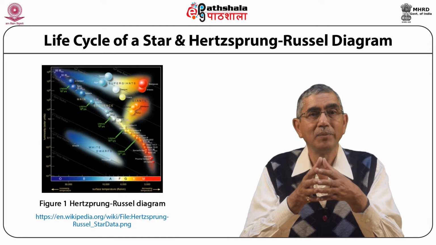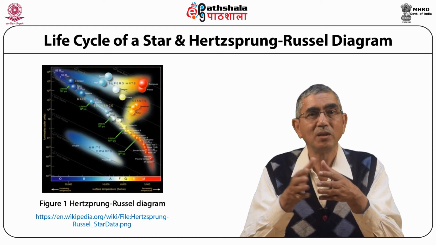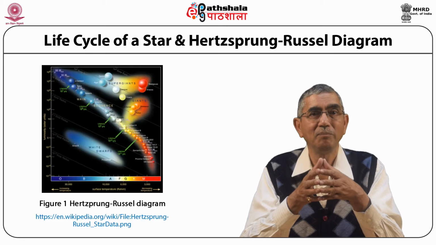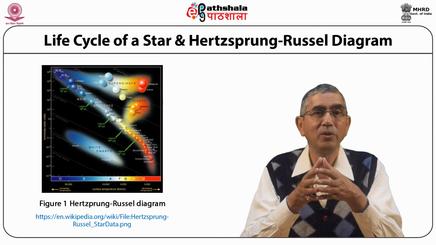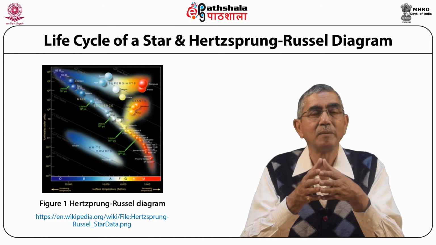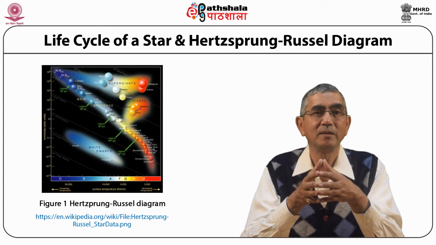In this diagram, the hottest stars lie in the upper left corner and the coolest in the lower right corner. It is indeed a scatter diagram with a band of stars roughly going diagonally from top left to bottom right, known as the main sequence of stars. This is a sequence on which our Sun also lies.